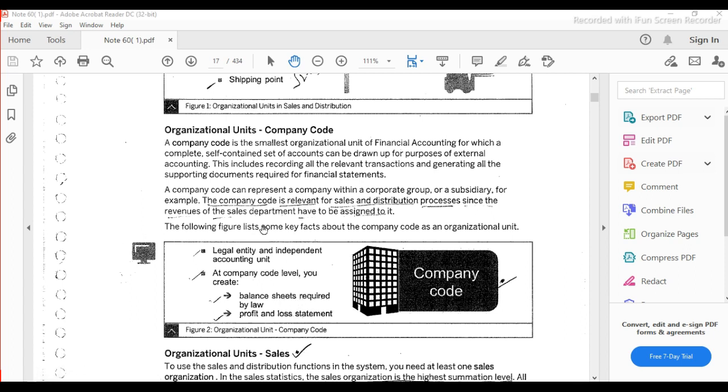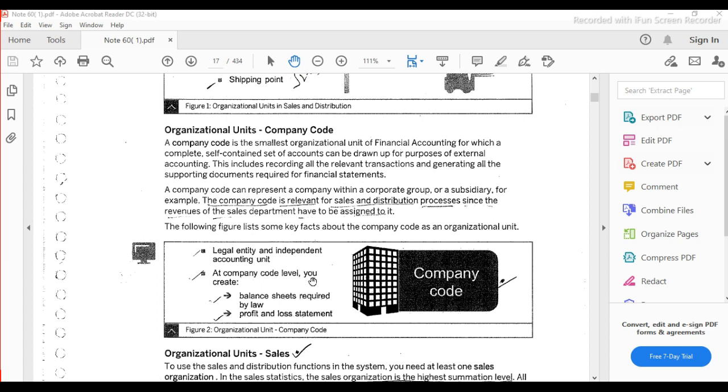Now let's read. A company code is the smallest organization unit of financial accounting for which a complete, self-contained set of accounts can be drawn up for the purpose of external accounting. It means it is independent and self-contained, because for one company code there will be one set of accounts, and for another company code it will be a different set of accounts.